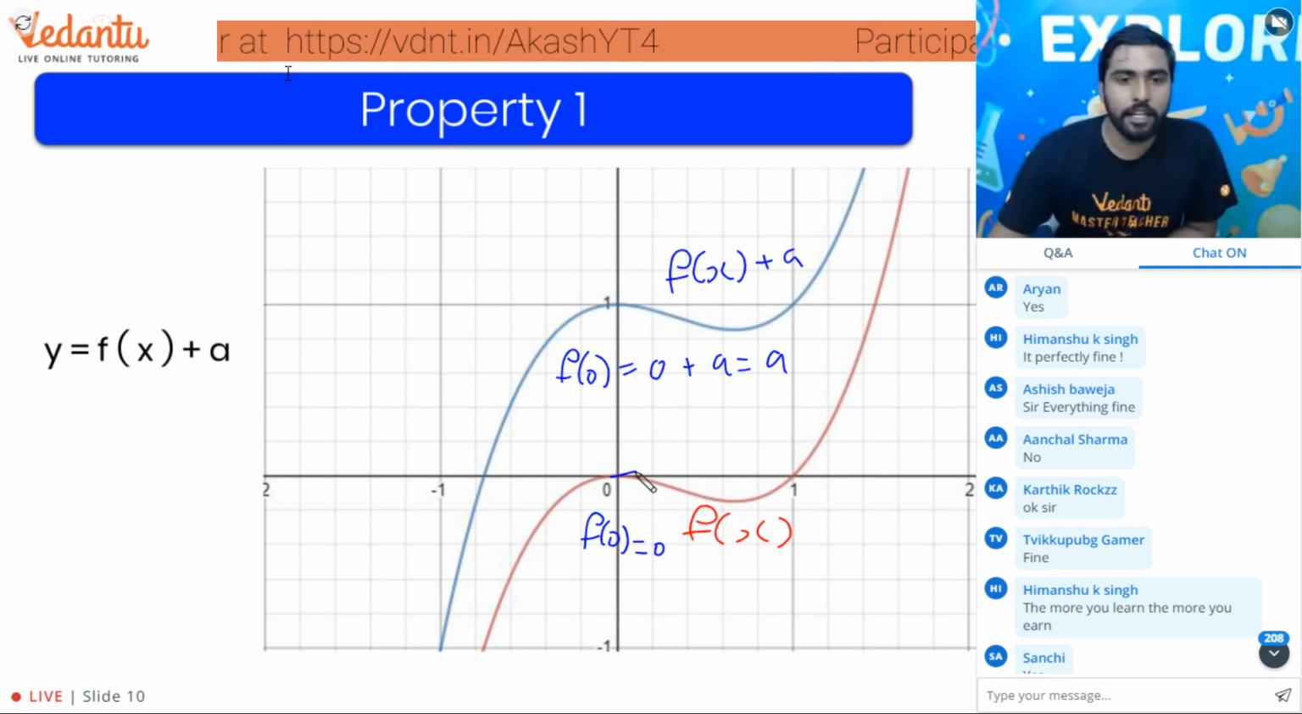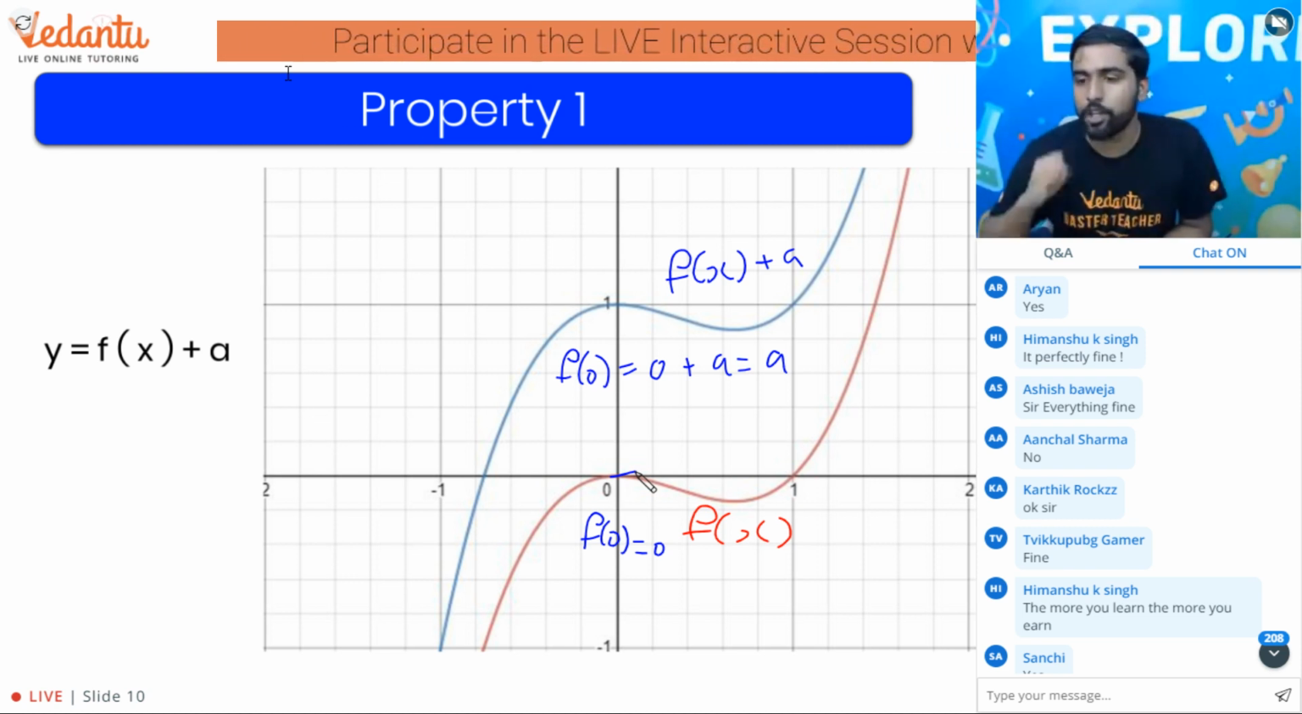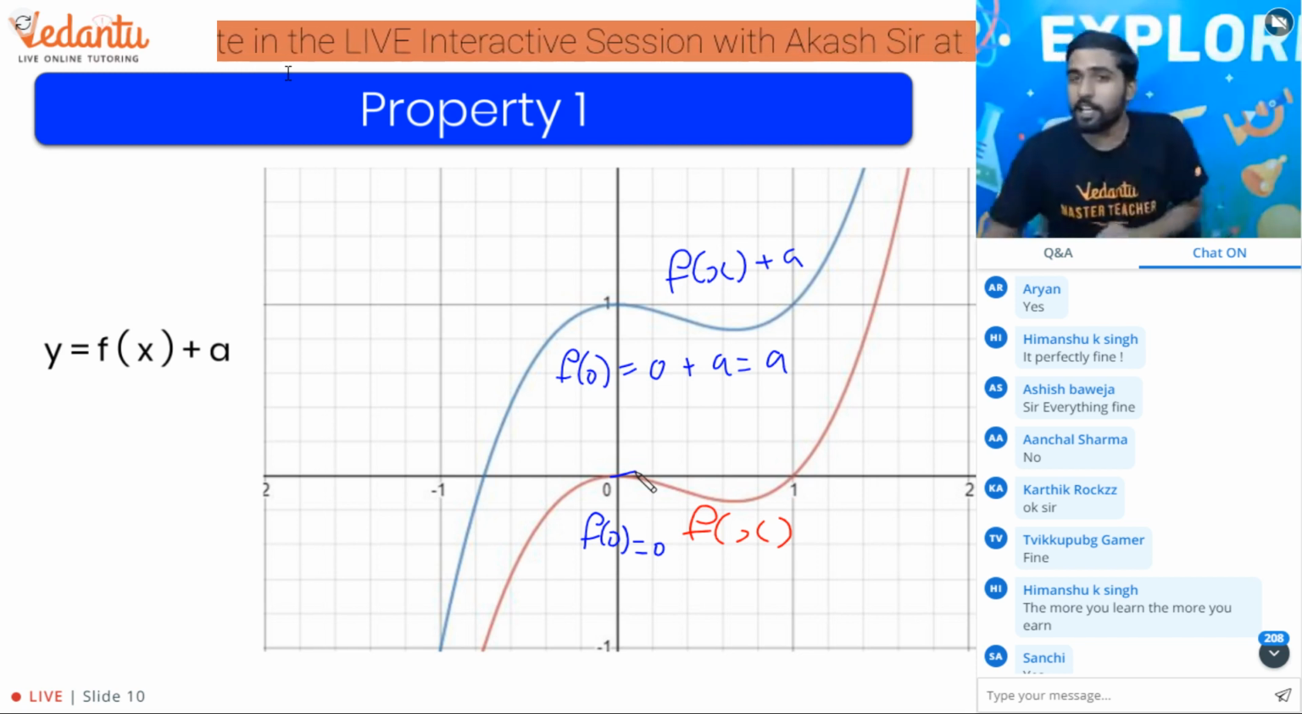Your first graph, that is the graph of mod x minus 1, will look like this. Okay guys, so this is the graph of mod x minus 1. And the second graph we have is the graph of minus mod x plus 1. Now are you guys able to understand what I've done?